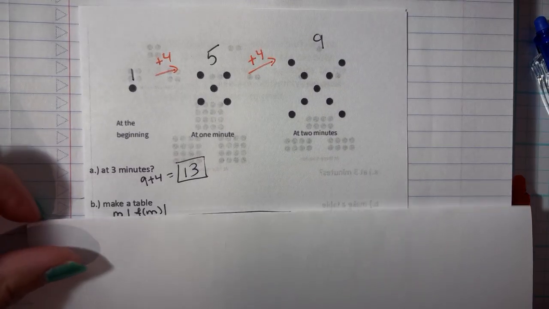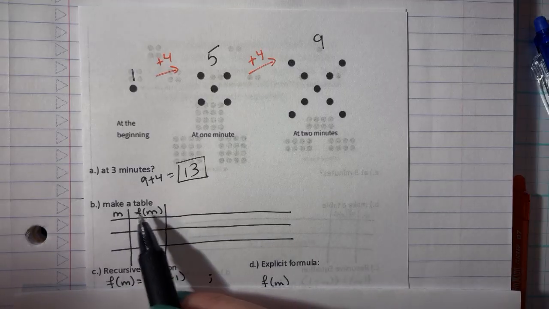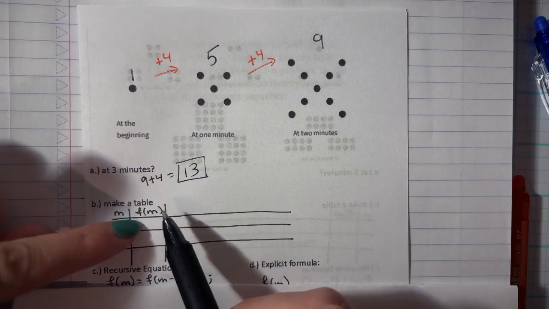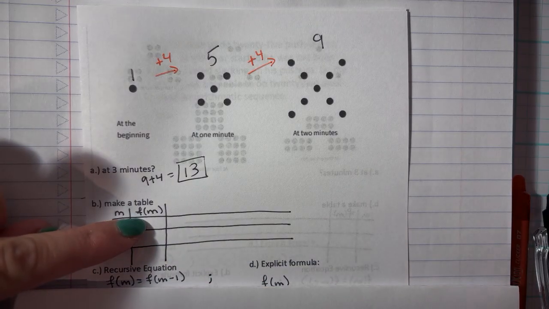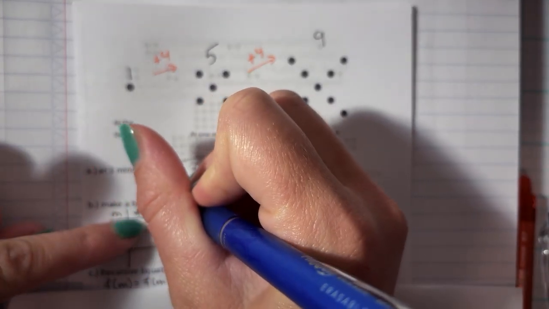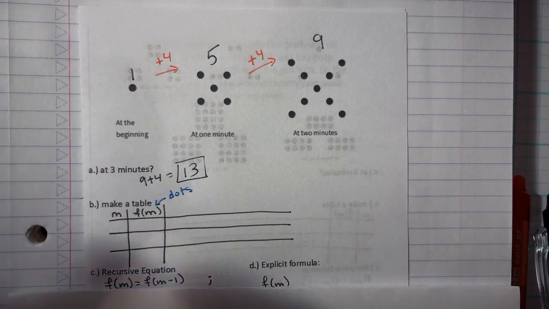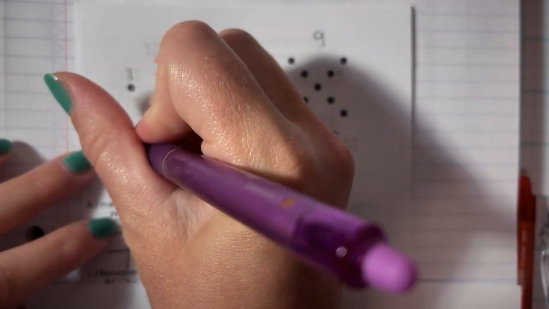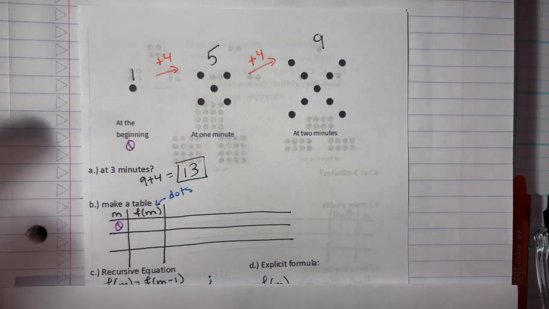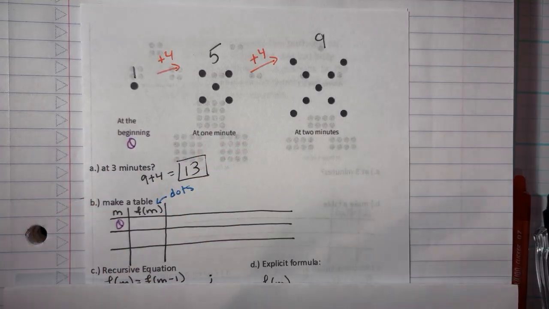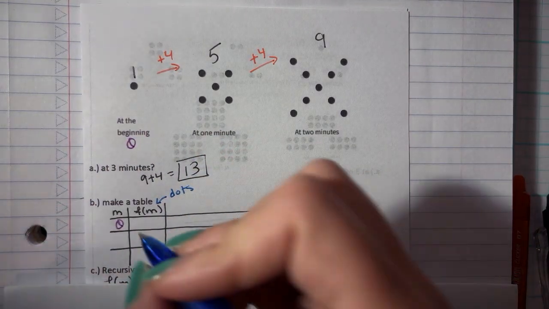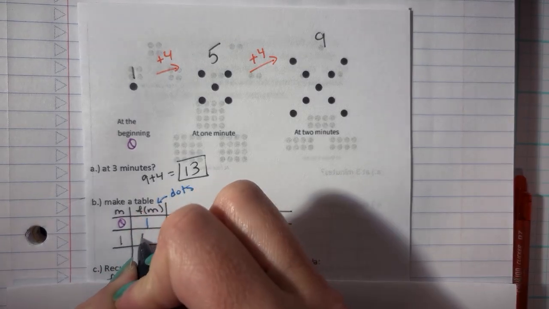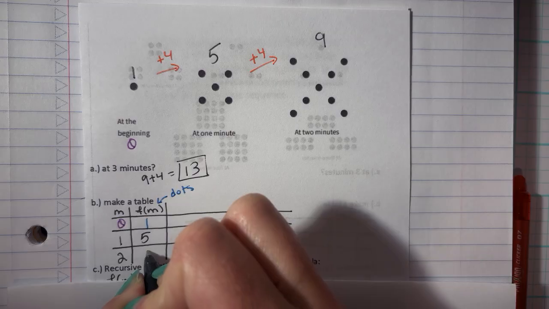Okay, next we got to make a table. I did M and F of M. The M is for minutes, right? F of M, this is the one that doesn't make sense. This is your dots. Now this says at the beginning, 1 minute, and then 2 minutes. So at the beginning must be 0, okay? Because it says then 1 minute, then 2 minutes. So at the beginning we have 1 dot, okay? At 1 minute we had 5 dots. At 2 minutes we had 9 dots.